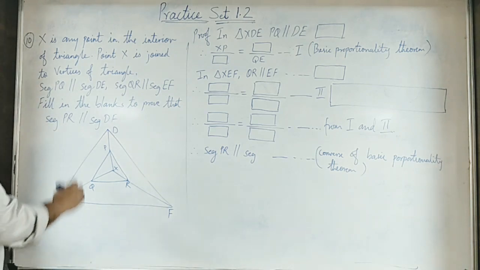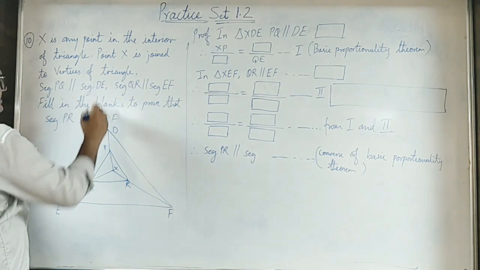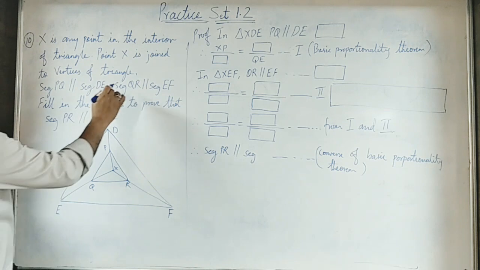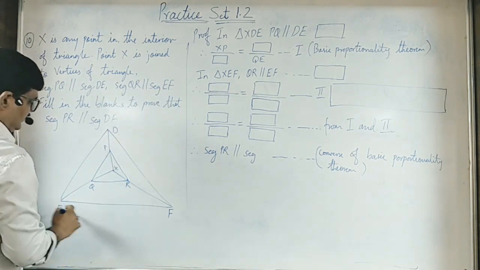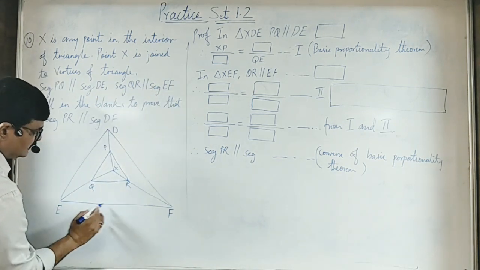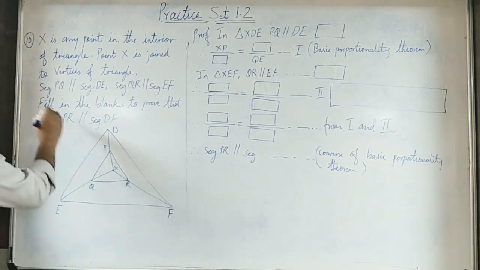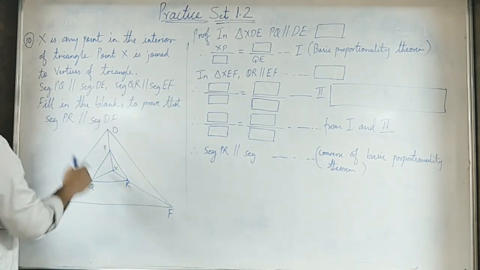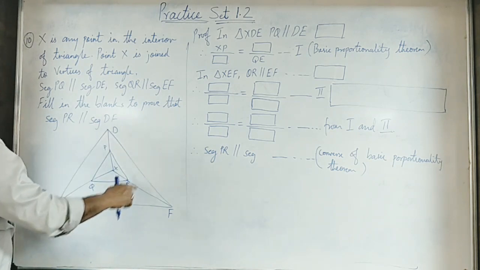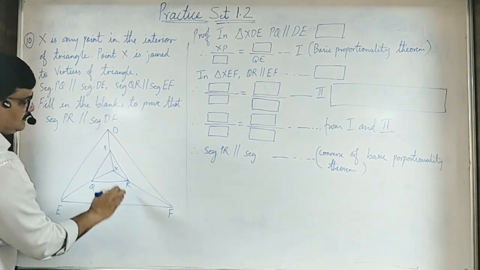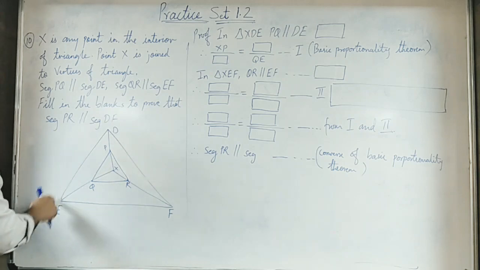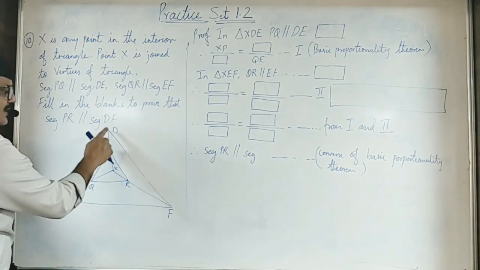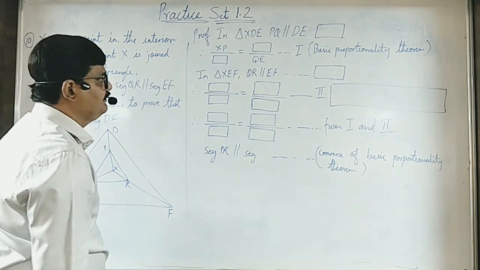Then they have given that PQ is parallel to DE, and QR is parallel to EF. Look at that properly. You have to fill in the blanks. Then they told us to prove that PR is parallel to DF. PQ parallel to DE is given, QR parallel to EF is given, and you have to prove that PR is parallel to DF. This is a proof sum.